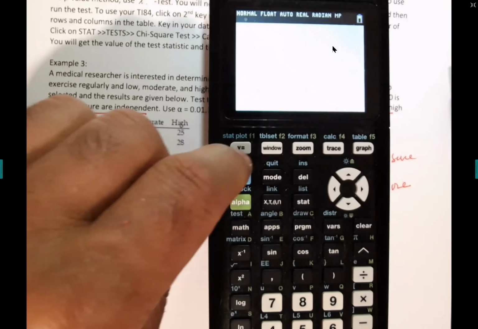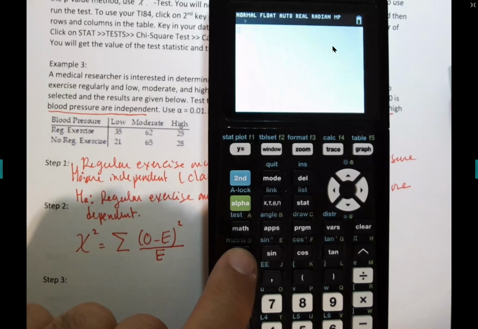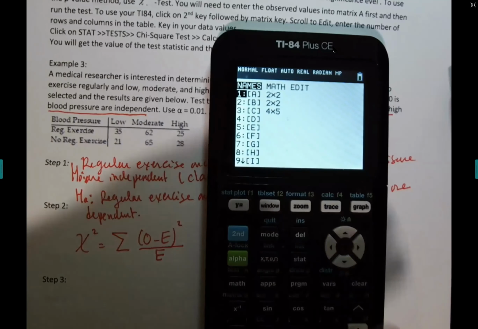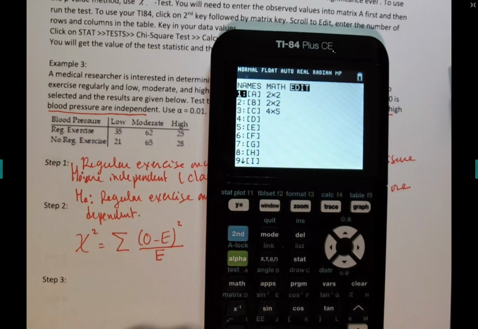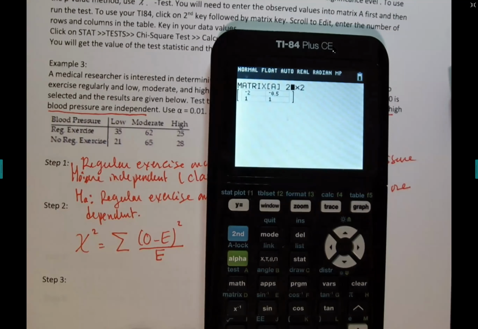I would like you to press the second key right here. And I would like you to press matrix. It's in X inverse right here. And now I would like you to go to edit. So scroll to the right and then enter. And now choose the number of rows and the number of columns. The number of rows is the first number and the columns is the second one. So I have 2 rows. I just press the number 2 and then I scroll to the next one, which I have 3 columns.